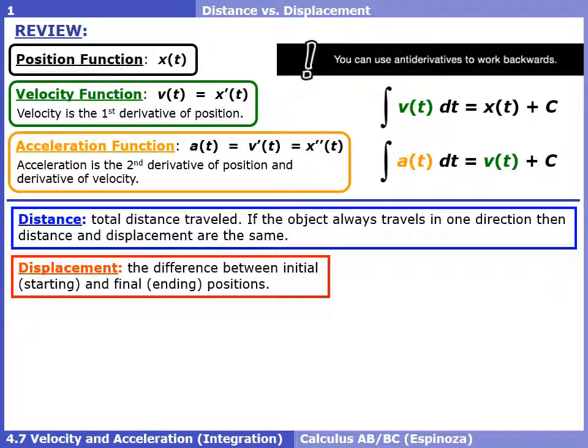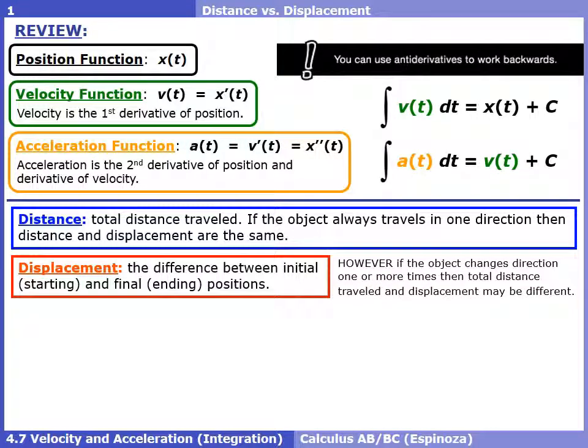Well, displacement takes into account where you start and where you end. So direction does matter when we're talking about displacement. So just one little note to make here. However, if an object changes direction one or more times, total distance traveled and displacement may be different. So in general, we're usually going to be asked questions about distance. Very rarely are we going to be asked questions about displacement, if ever. So this is going to be the important one.